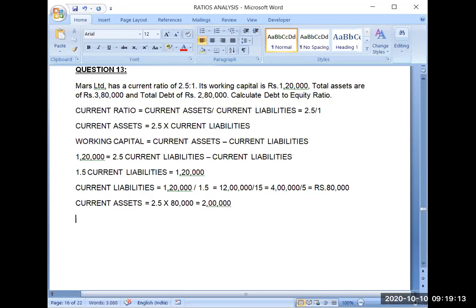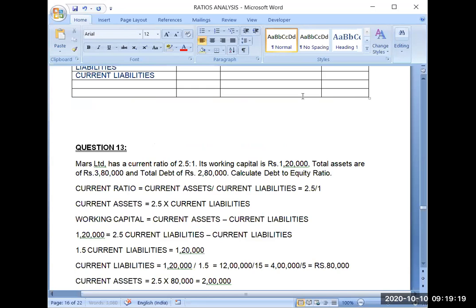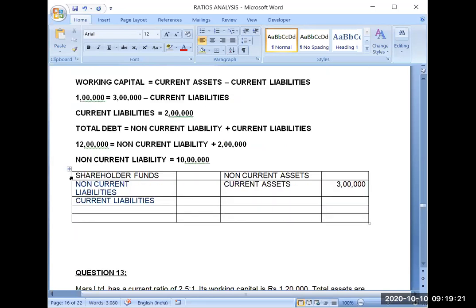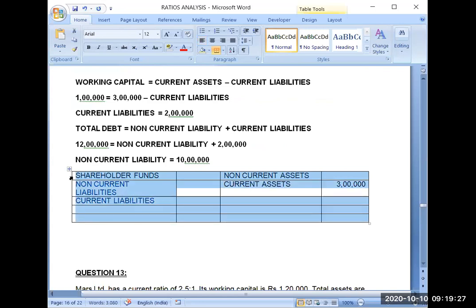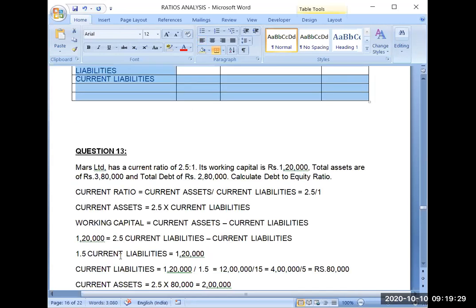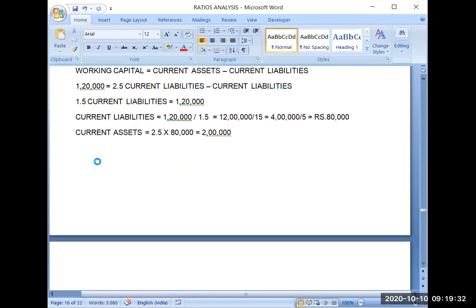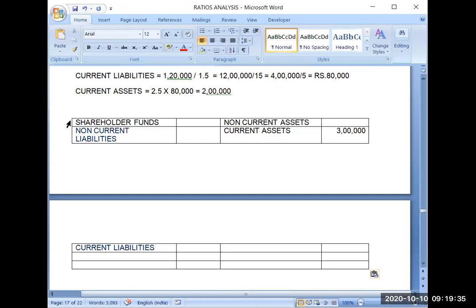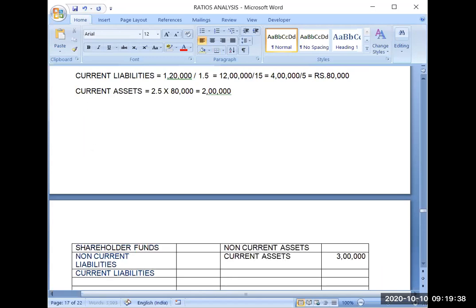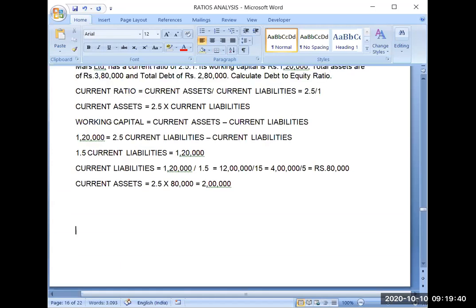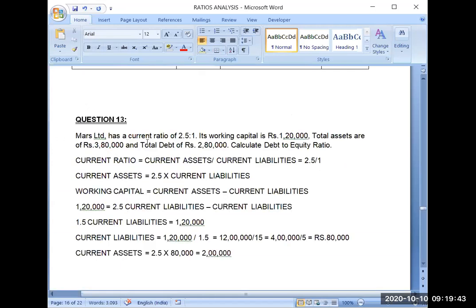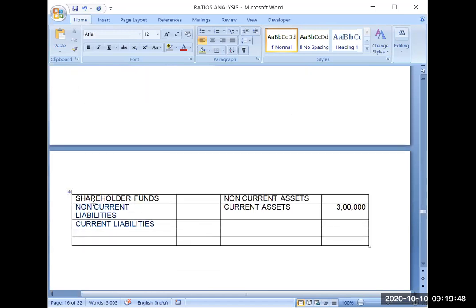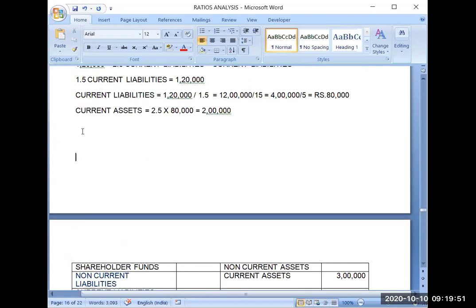Now, which ratio do I have to calculate? I have to calculate the debt to equity ratio. So now I will make this balance sheet, and I will take help of this balance sheet so that I will be able to determine what amount I am having and what I need to calculate. And now see, shareholder fund is not given in this question, and I don't find it. Total debt is given, 2,80,000. So total debt is a combination of non-current liabilities and current liabilities. So I can write it here.